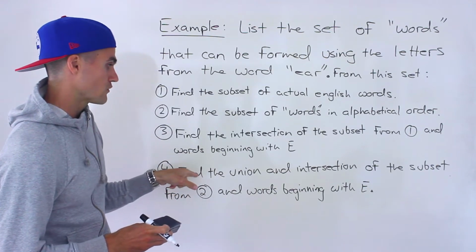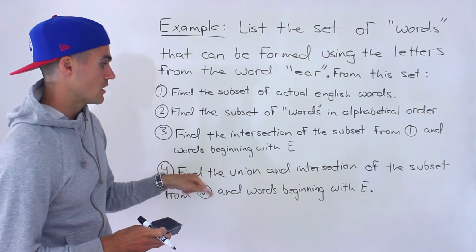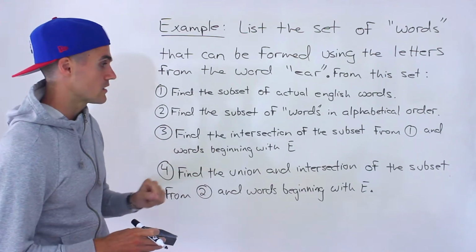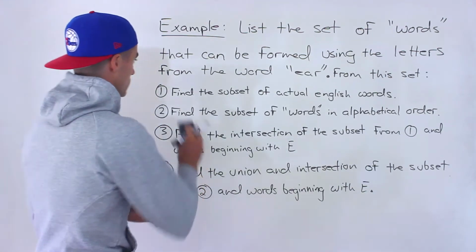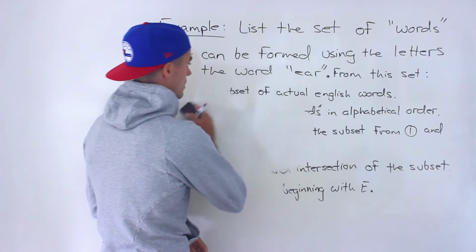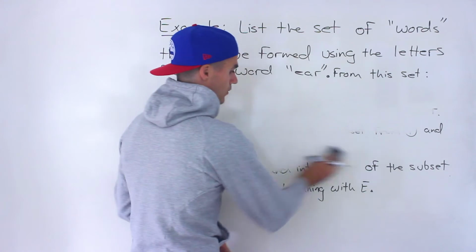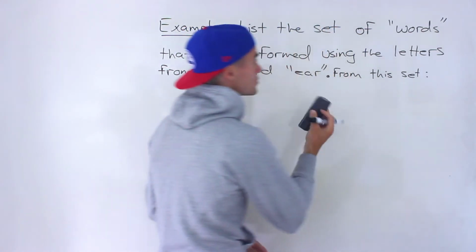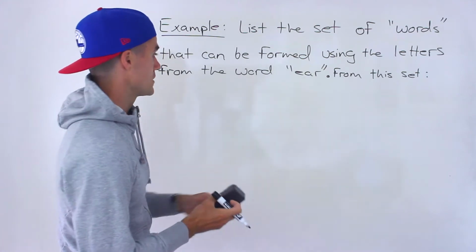And then number 4, we have to find the union and intersection of the subset from number 2 and words beginning with E as well. So what I'm actually going to do, I'm going to erase these because I want to draw a tree diagram showing all of the different ways or the different words that can be made from these letters here.